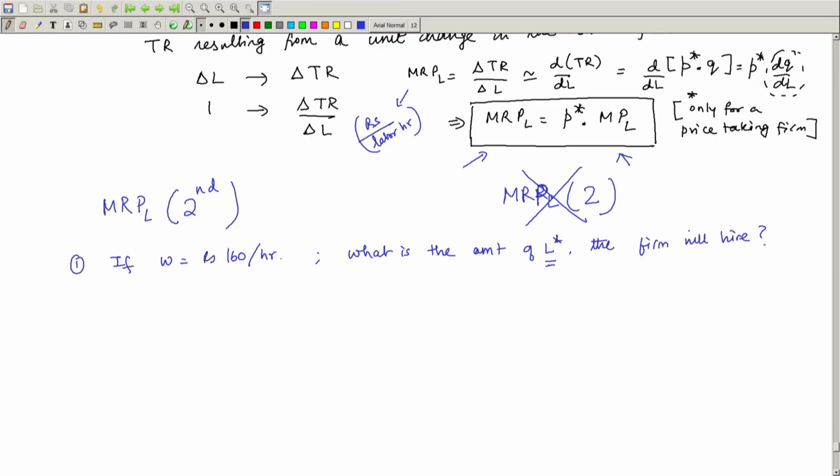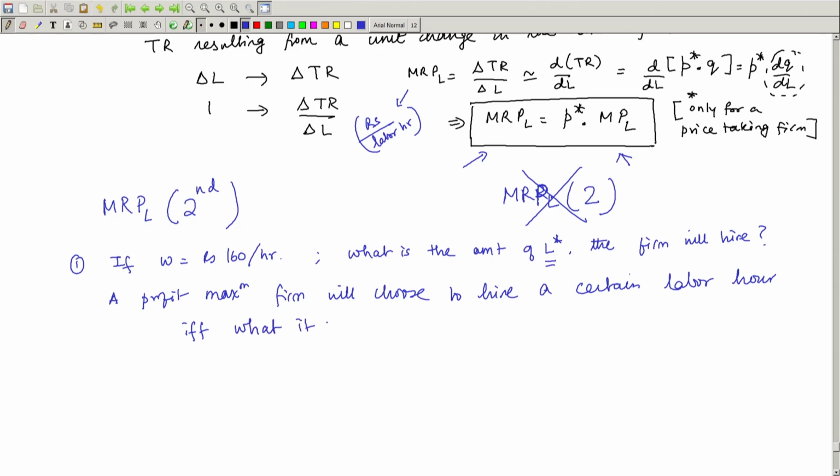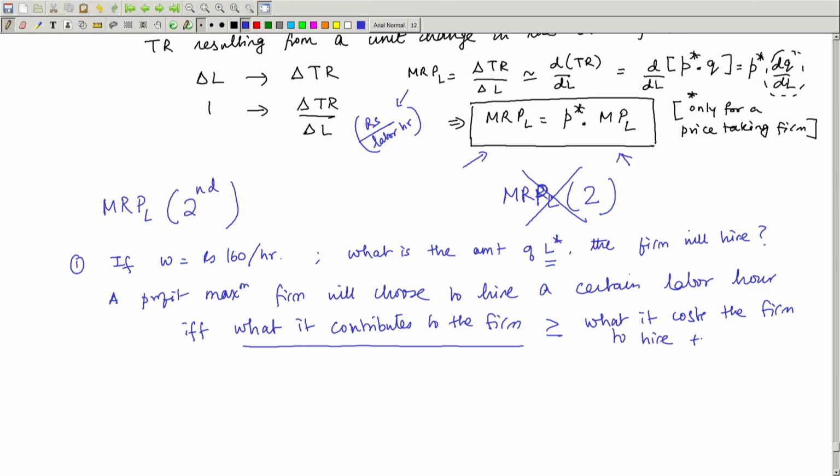So, the rule is going to be that a profit maximizing firm will choose to hire a certain labor hour if and only if what this labor hour contributes to the firm is at least as large as what it costs the firm to hire this labor unit, right.